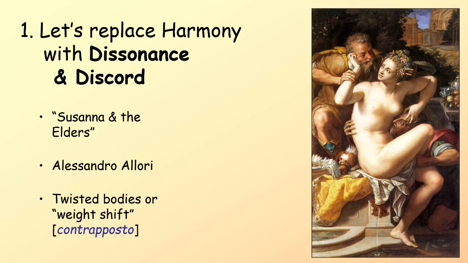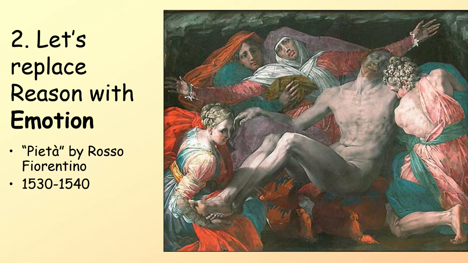Features of mannerism. Well, if we're going to make a mannerist painting, let's do this. Let's replace harmony with dissonance and discord. Susanna and the Elders, Alessandro Allori. He puts in twisted bodies and contrapposto poses where they're off balance. Let's replace reason with emotion, the pietà, the taking of Jesus' body down from the cross, a very popular subject matter. And this is Rosso Fiorentino.